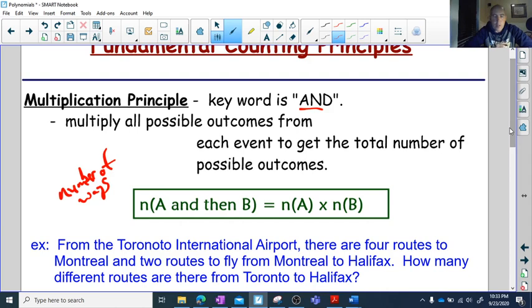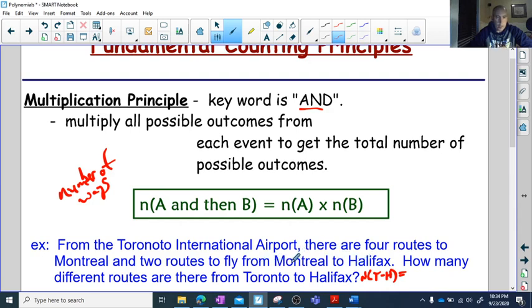Let's suppose that you were going to fly from Toronto International Airport, and there was 4 different ways to get to Montreal, and then there was 2 different routes to get from Montreal to Halifax. Now, ignoring the whole connection times and anything like that, we'll assume that they would all connect together if needed. It says how many different ways are there to get from Toronto to Halifax? Well, you can't get directly to Halifax. You got to go Toronto to Montreal first.